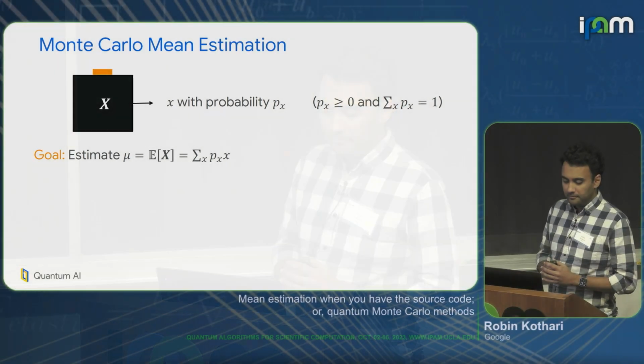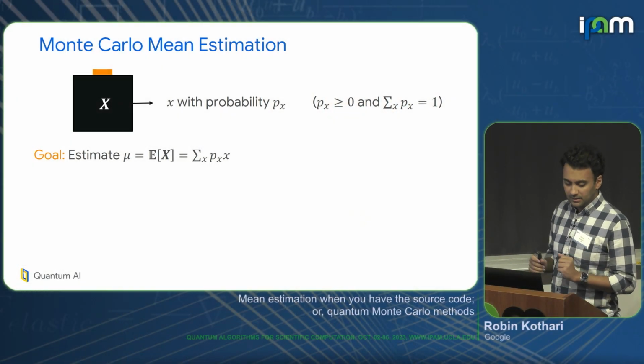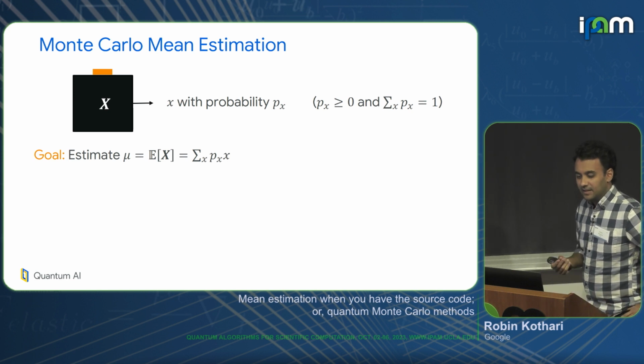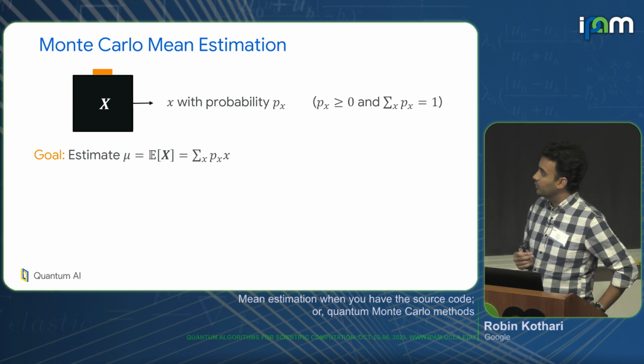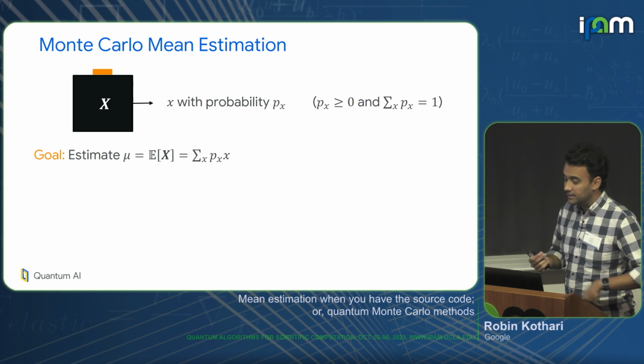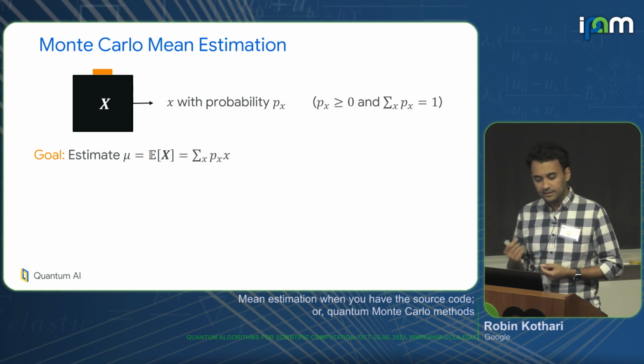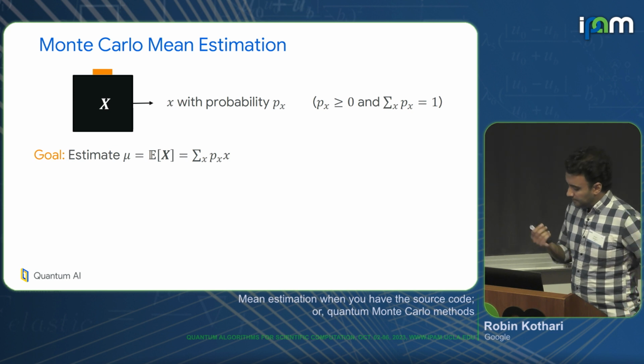Okay, cool. So let's start with the main problem. What is Monte Carlo mean estimation? This is an idealization of the problem. You have some black box, which is depicted by this box that's black in color, and it knows a random variable. What I mean by that is it knows inside it some probability distribution that I'm going to label P sub x, and it outputs a number x.